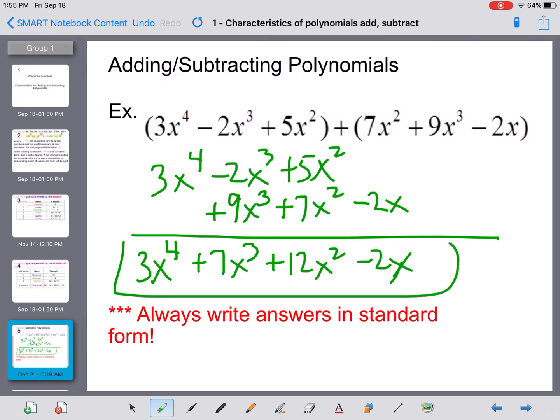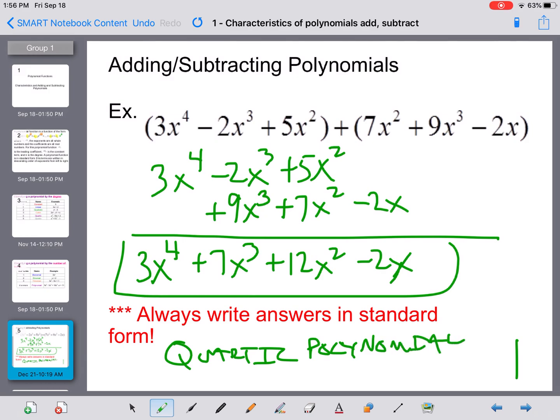And just for practicing classifying polynomials based on what we just talked about, this would be a 4th degree, so we would call this a quartic polynomial, because it has 4 terms.